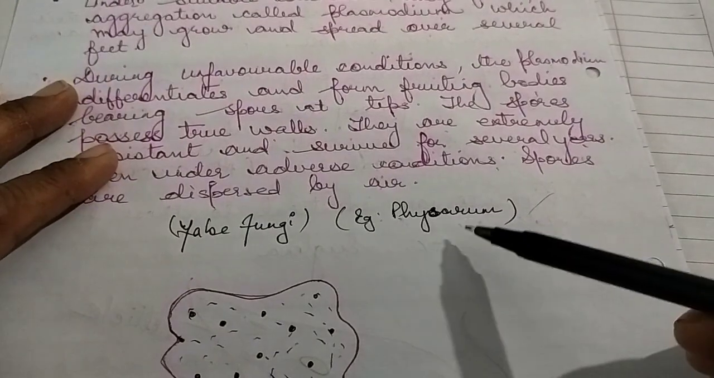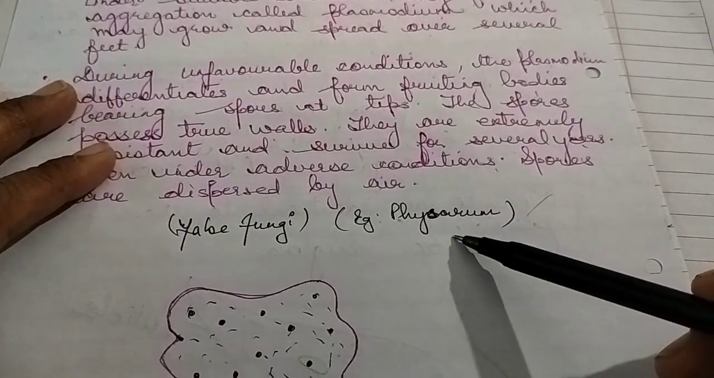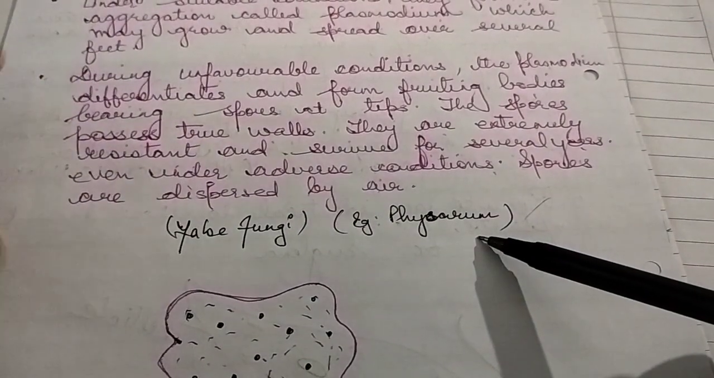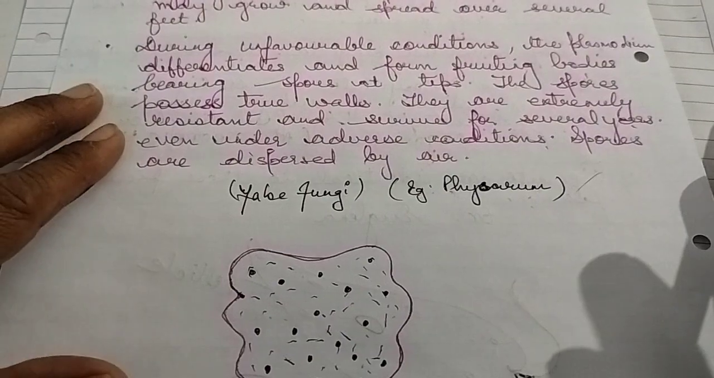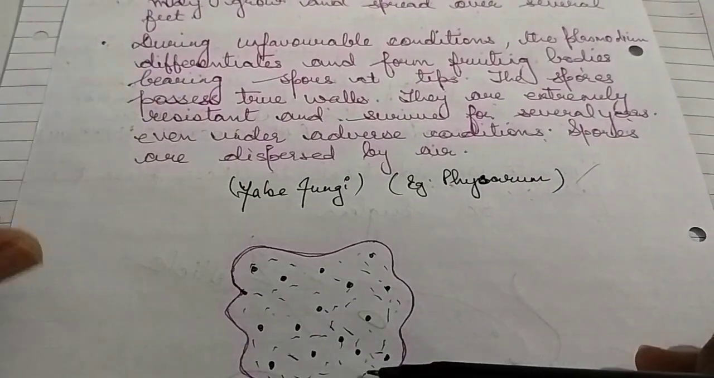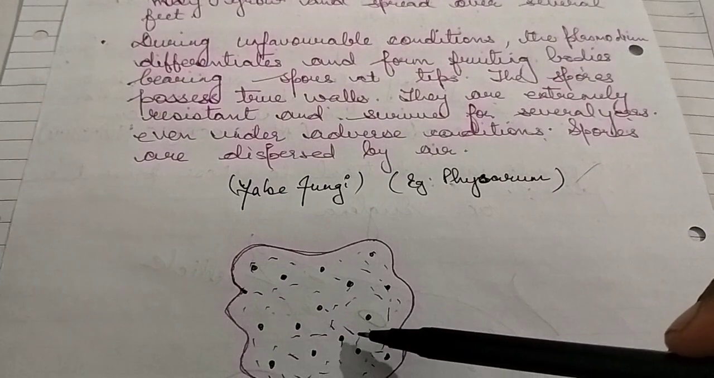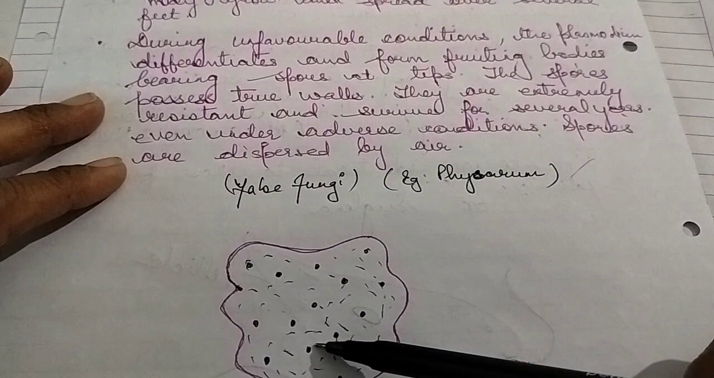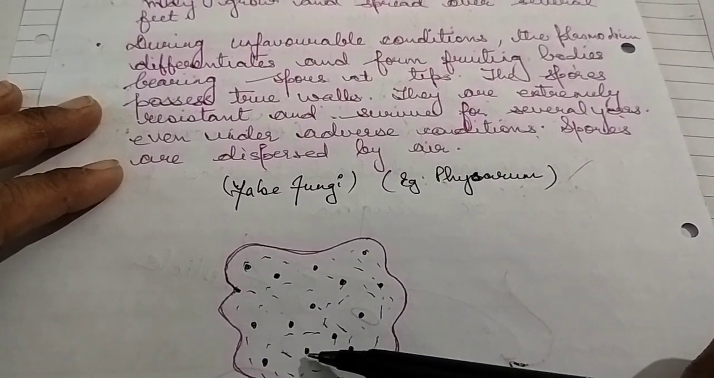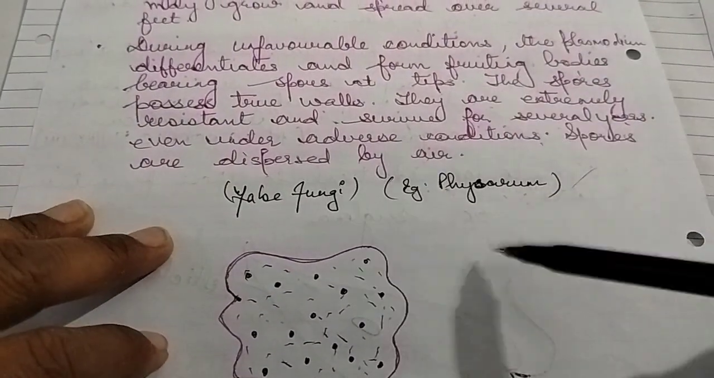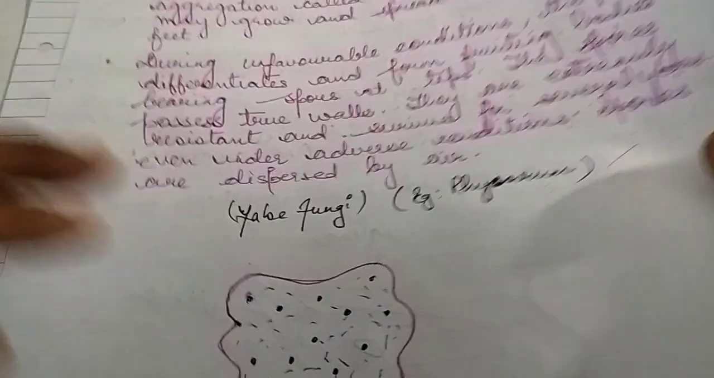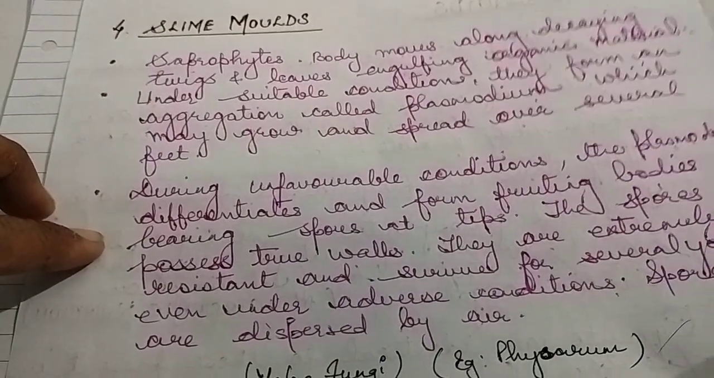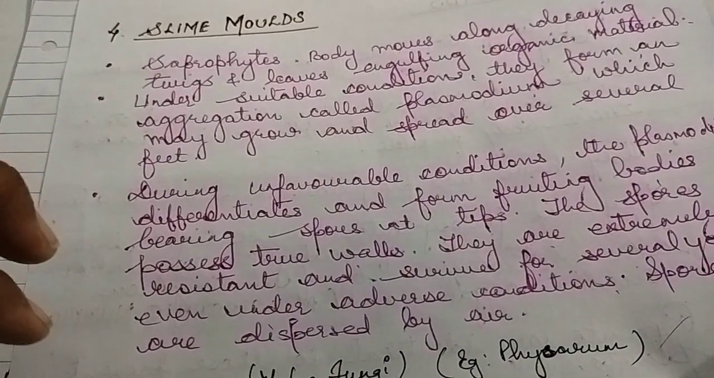Example of slime mold is Physarum. Now, one thing to note down here and understand well, slime molds. Molds are many times confused with fungi. Okay, so slime molds are not fungi. See, they are exhibiting fungi-like characters. What are they? They are saprophytic. During unfavorable conditions, they form spores. These are all the characteristics of fungi.